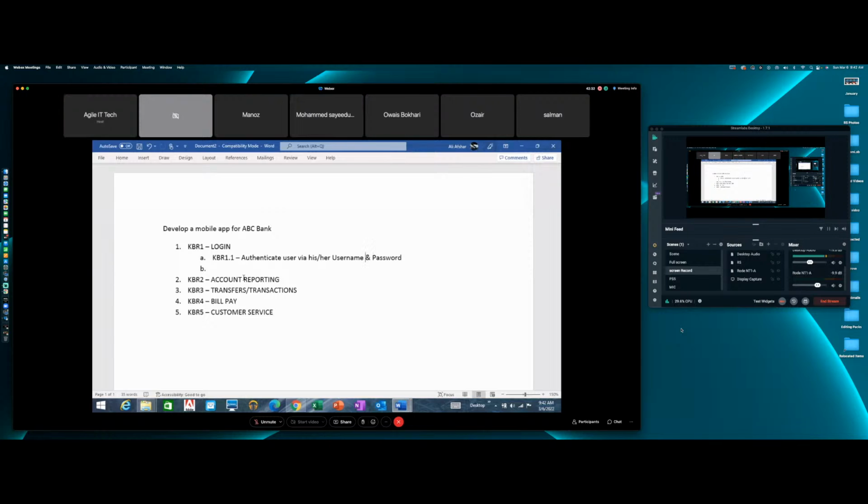So that was the first requirement. What are other requirements under login? Let's go. Come on. What are other requirements underneath the login module? Is that the only login mechanism you know? The forgot password. Okay. So that's KBR what? 1.2. And give it to me as a sentence.